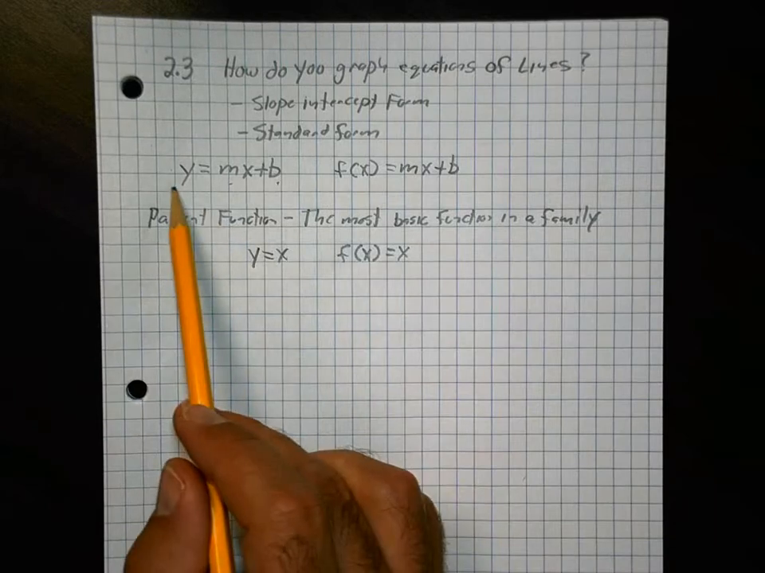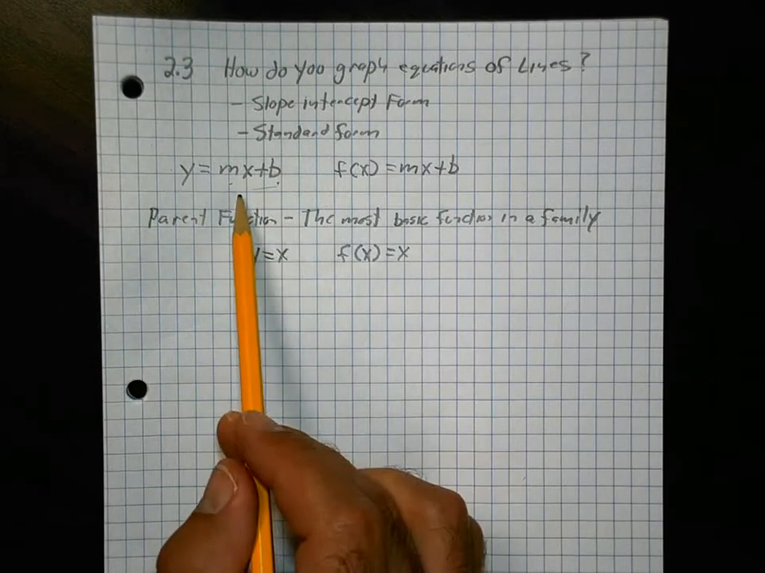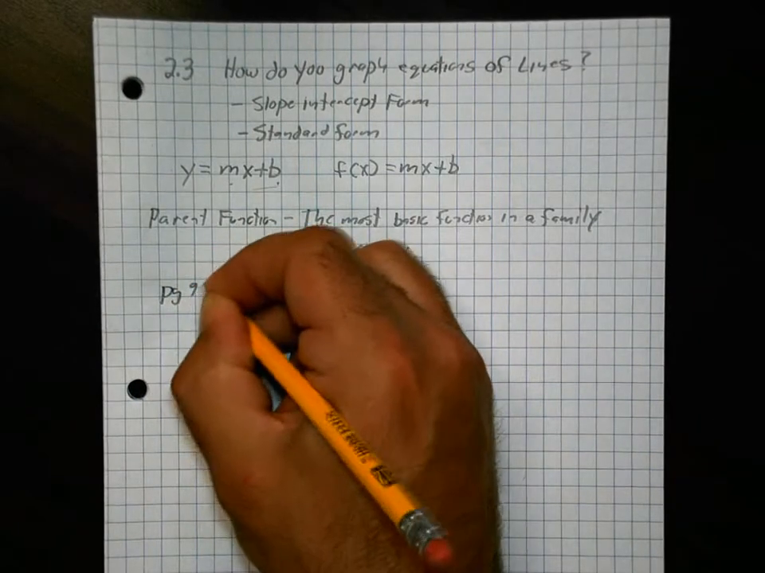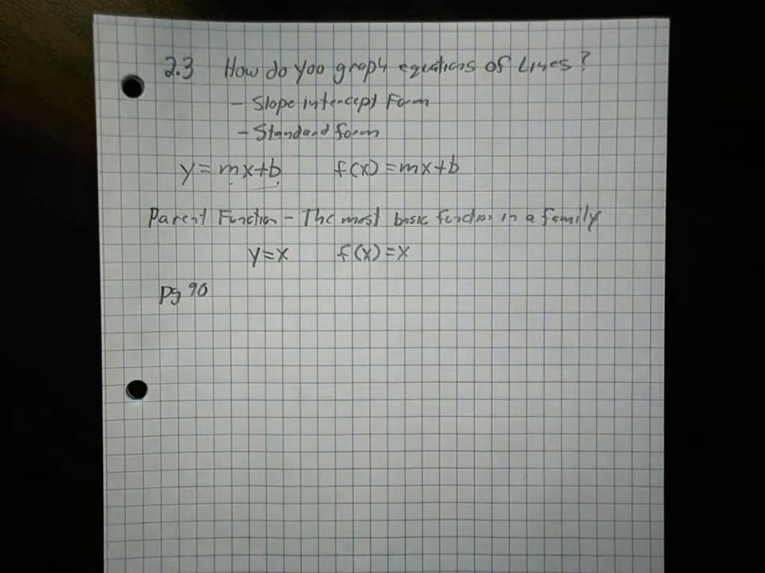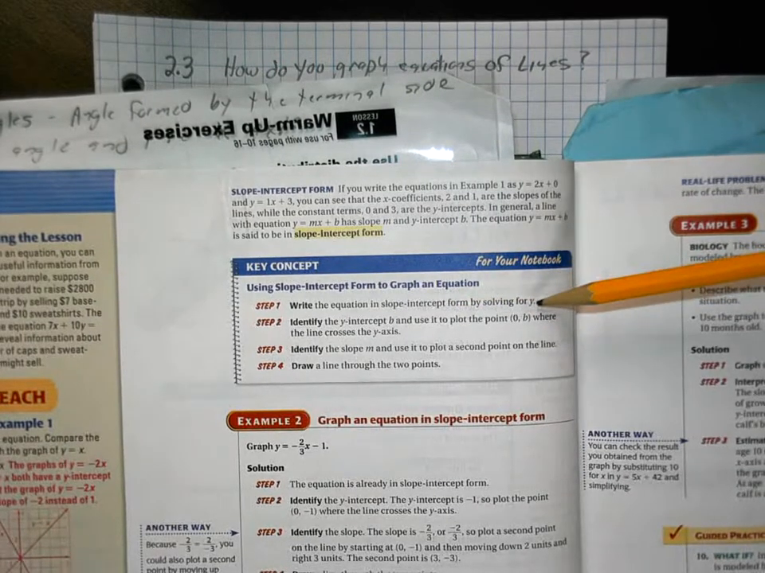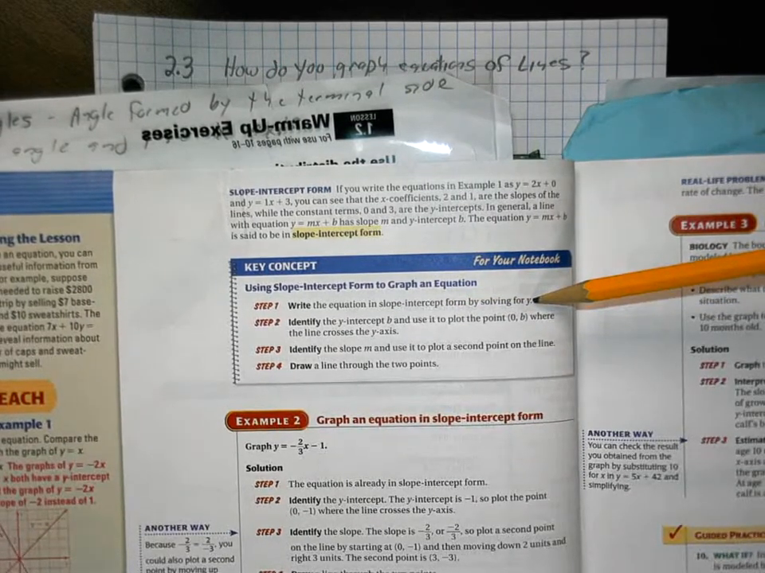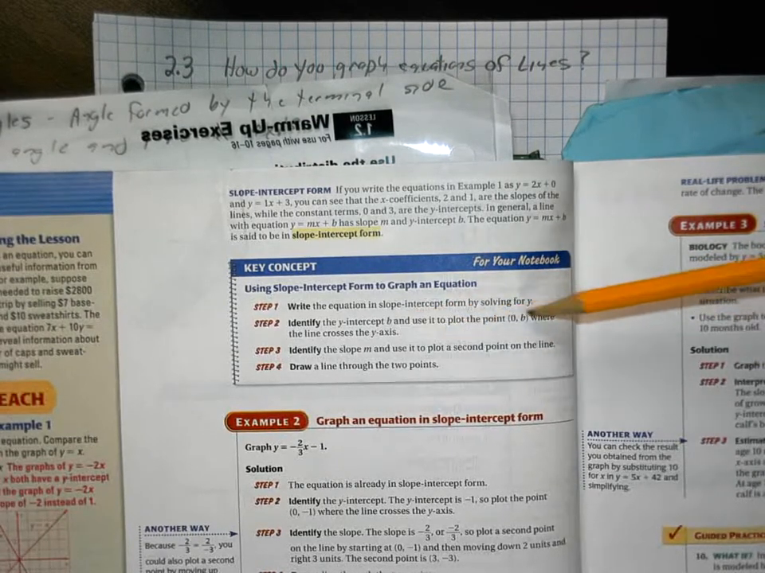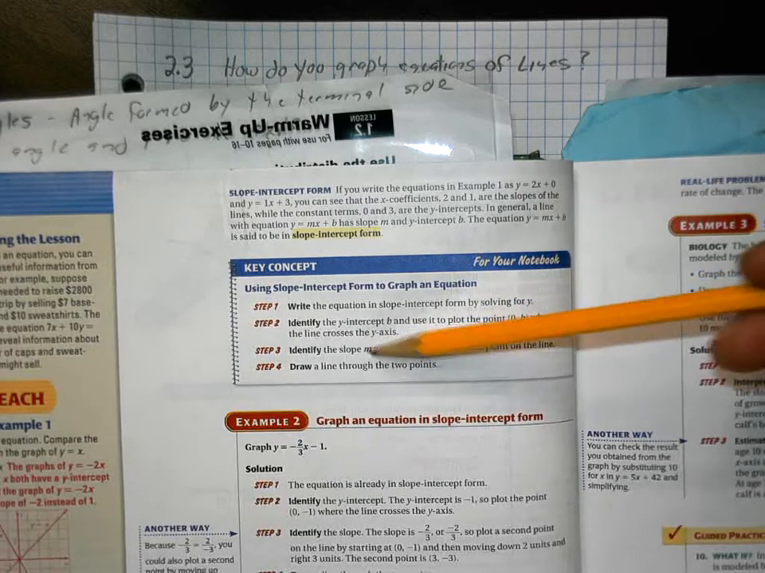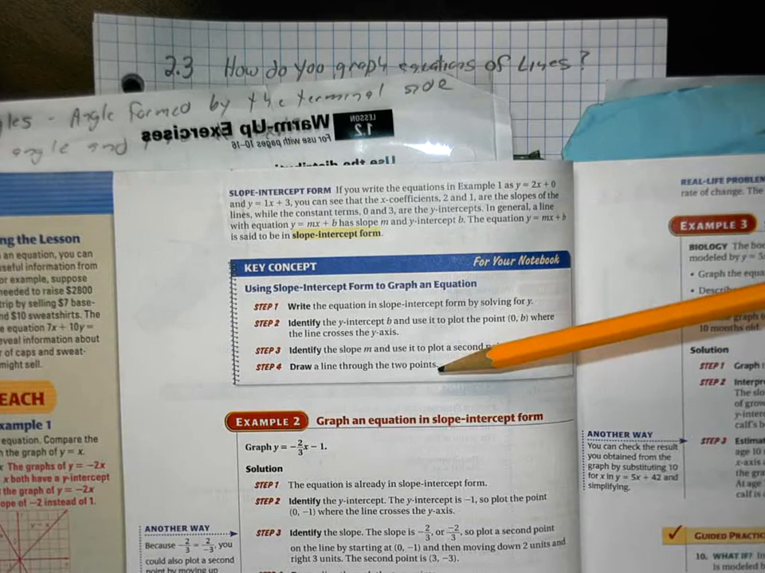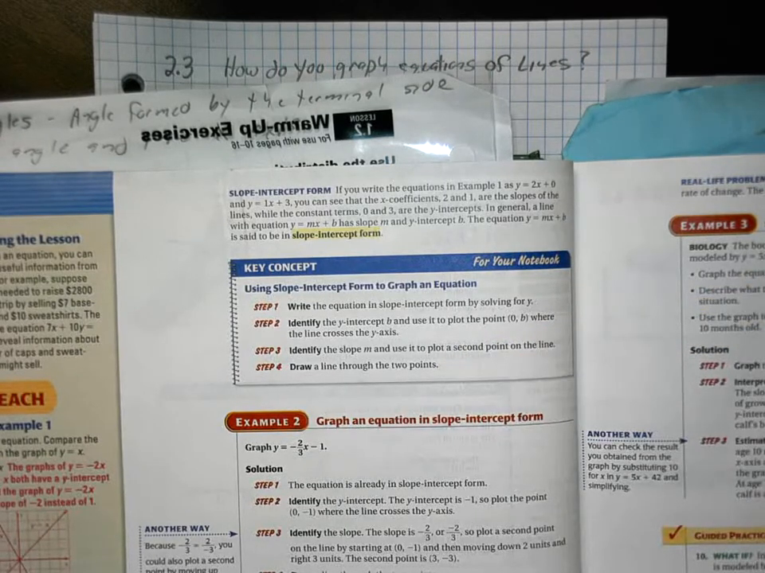So if we're going to graph in slope-intercept form, we follow the steps that are on page 90 in your textbook. It's written out pretty comfortably, and I've got the text right there so you can see what that is. So step one, we're going to write the equation in slope-intercept form by solving for y if it's not already in slope-intercept form. Identify the y-intercept, which is b, and plot it. Identify the slope and use the slope to plot a second point. And then finally draw a line through the 2 points.